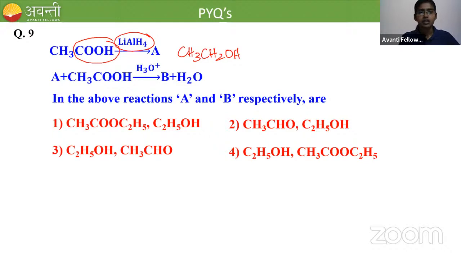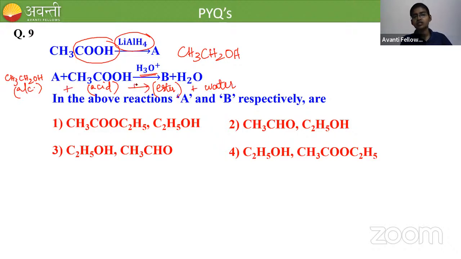Okay. And the CH3CH2OH is treated with acetic acid, and in the presence of acid it forms B. So what could be the formula for B? Alcohol is reacting with acid. When alcohol reacts with acid in the presence of H plus, it forms ester and water, right? Acid plus alcohol forms ester and water in the presence of acid.